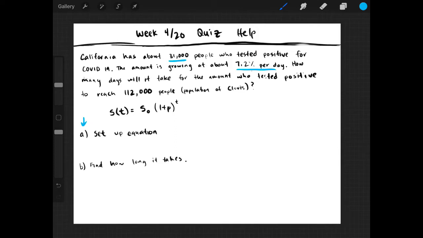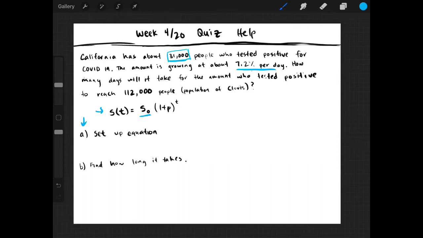So, to set up just the original equation where we're using this, S of t equals S naught (1 plus p) to the power of t. I know I said a lot, but again, this is very similar to the last example I just helped you guys out with. Everything that we've underlined is going to be able to fit right into this equation. That S naught is very similar to our principal. How much should we start out with? In this case, the amount we started out with was 31,000 people in California.